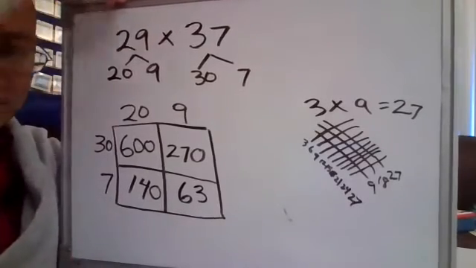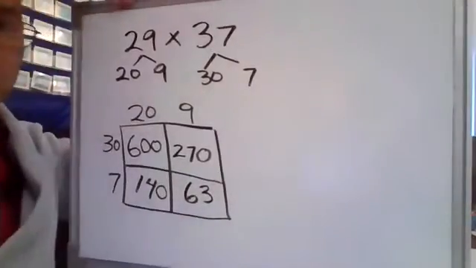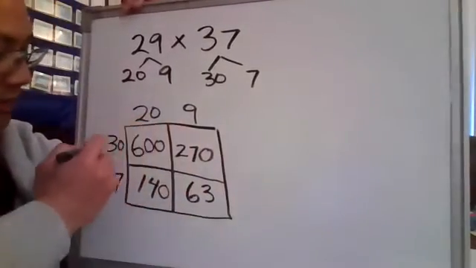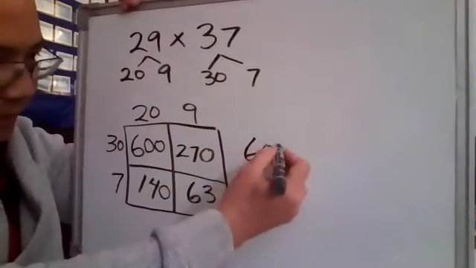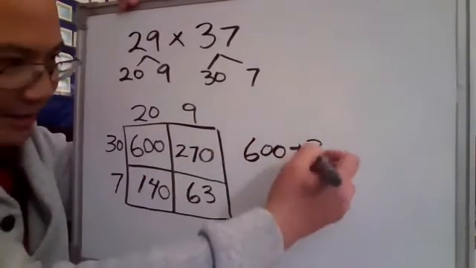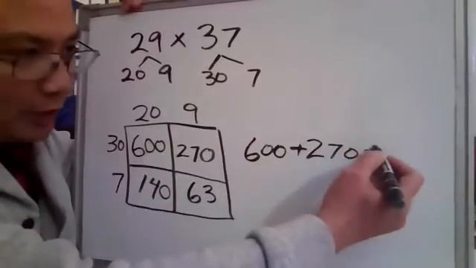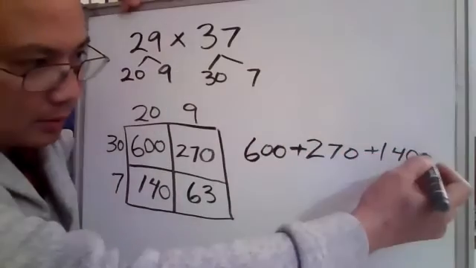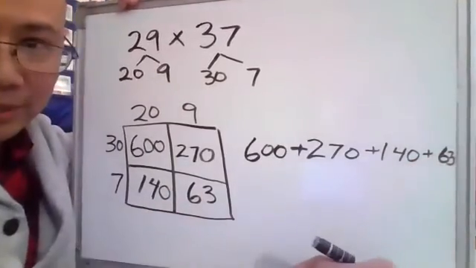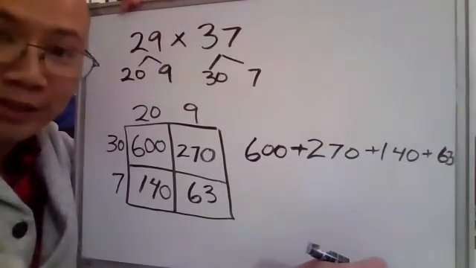Now that I have all of my numbers, for the sake of time, I'm going to go a little bit faster. I'm going to put all my numbers down so I can write my numbers down right here. 20 times 30 is 600. 600 plus 9 times 30 is 270. 20 times 7 is 140. And then 63. This is a big, big, big number. I'm going to show this to the 2nd grade teachers because they're not going to believe we're doing this.